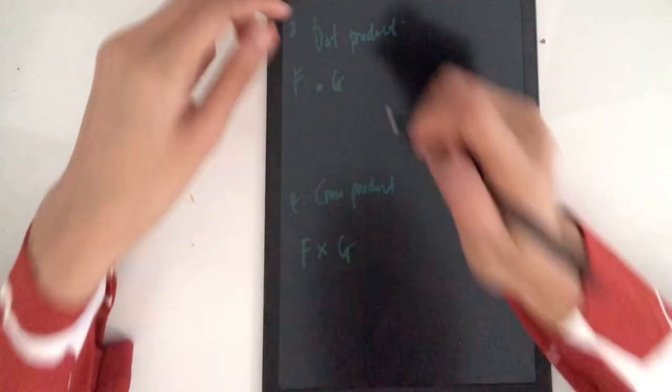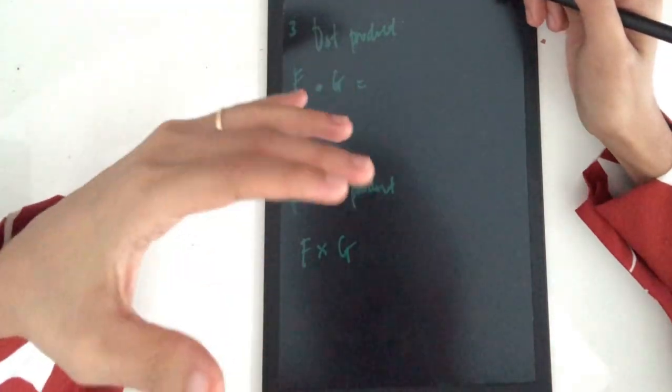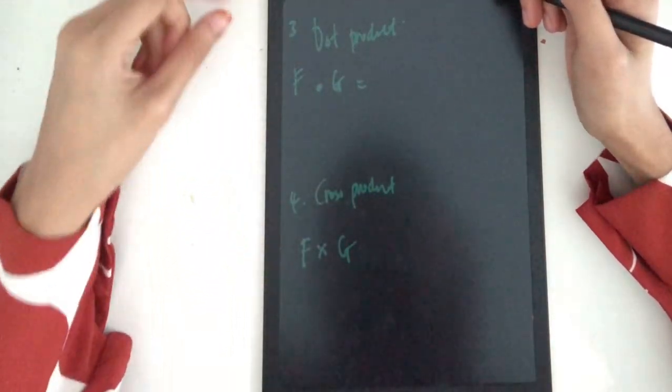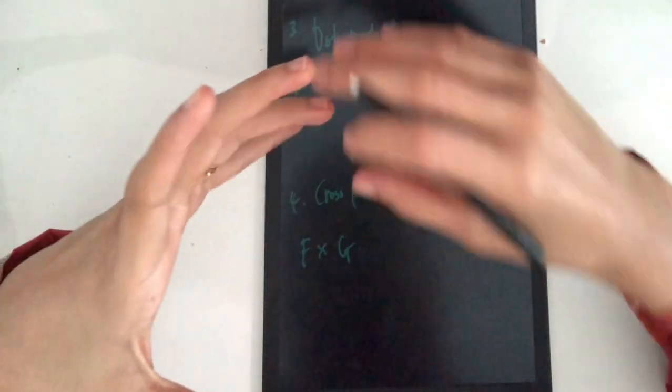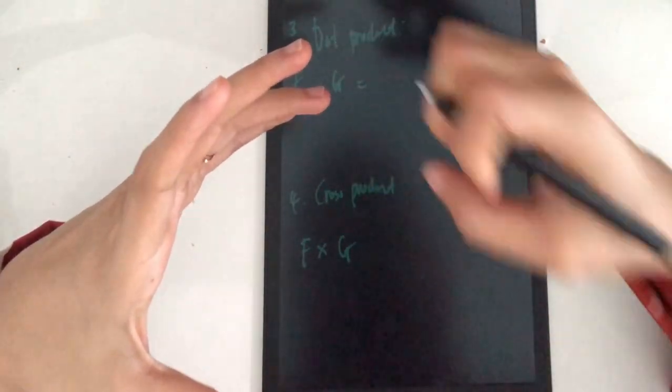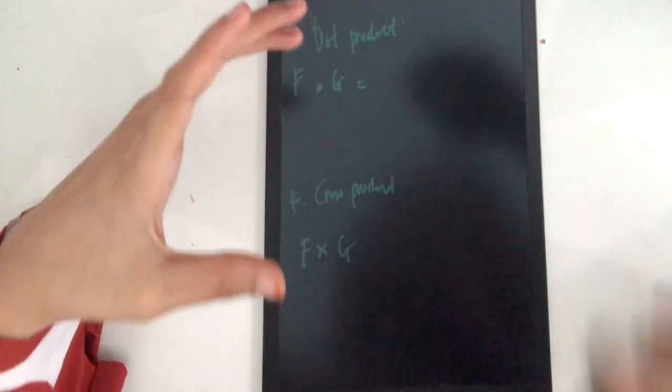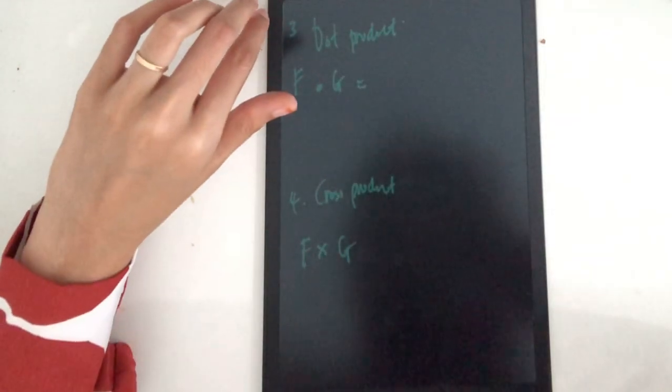Back to the dot product. How do we multiply by using dot product? Just now you have function f and g, right? You must multiply i with i. So just now, what was the i equation?